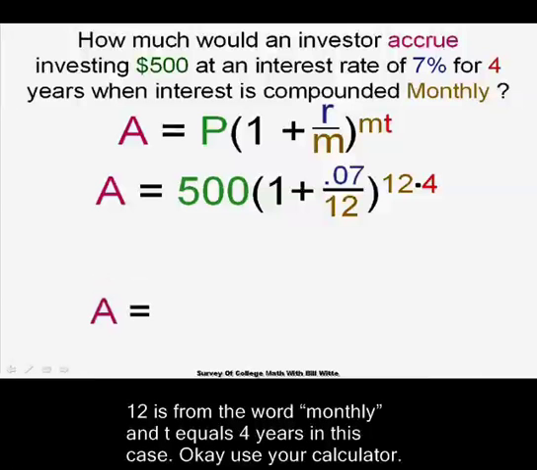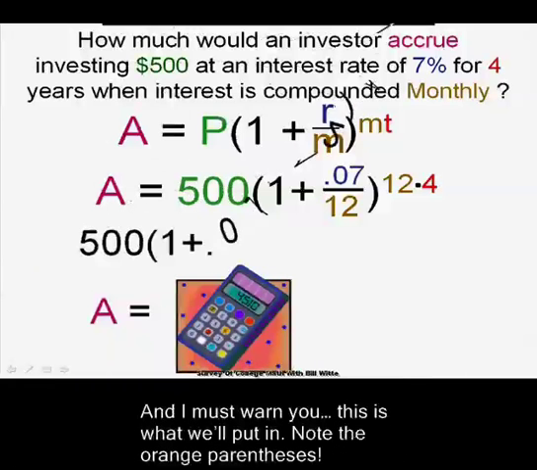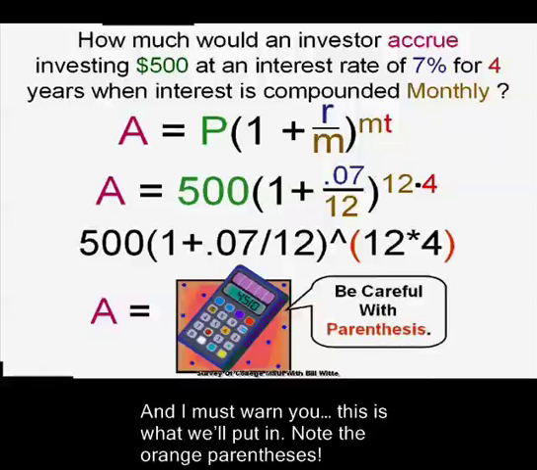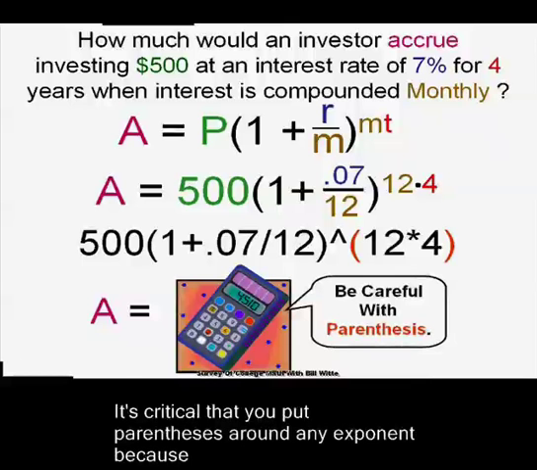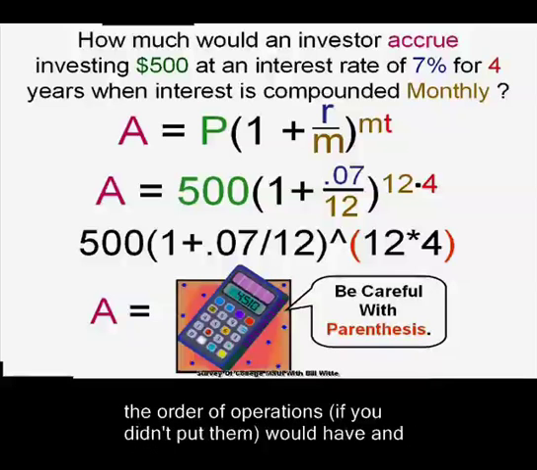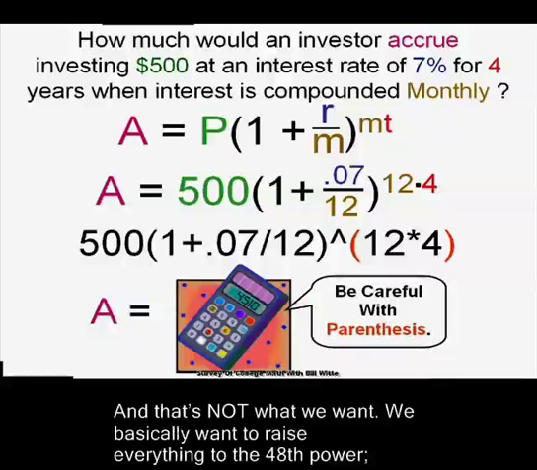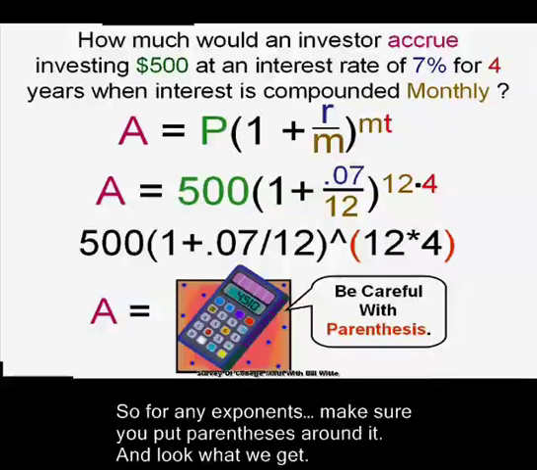Okay, we'll use your calculator. But I gotta warn you, this is what we're going to put in. Note the orange parentheses. If you don't put those parentheses there, it won't work. It's critical that you put parentheses around any exponent, because the order of operations, if you didn't put them, would have it raise all this to the 12th power, get an answer, and then multiply the answer by 4. That's not what we want. We want to raise everything to the what? To the 48th power, to the 12th times 4th power. So we need it to do that first. So any exponent, make sure you put parentheses around it.